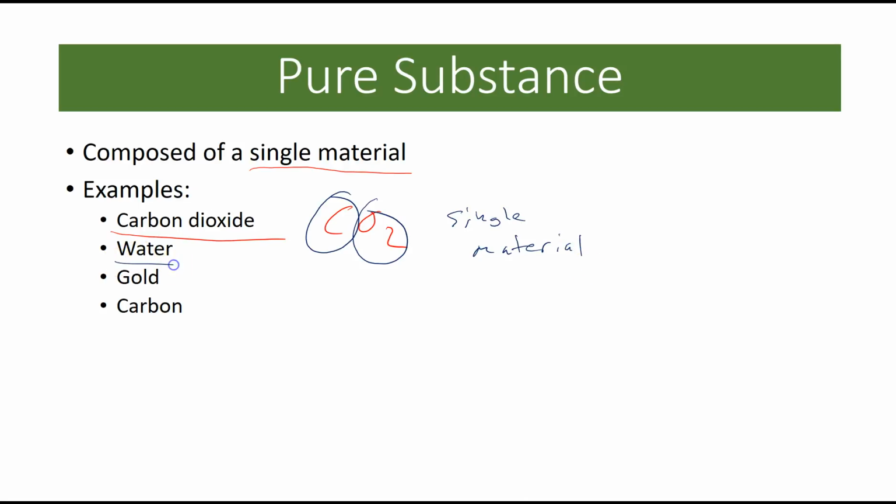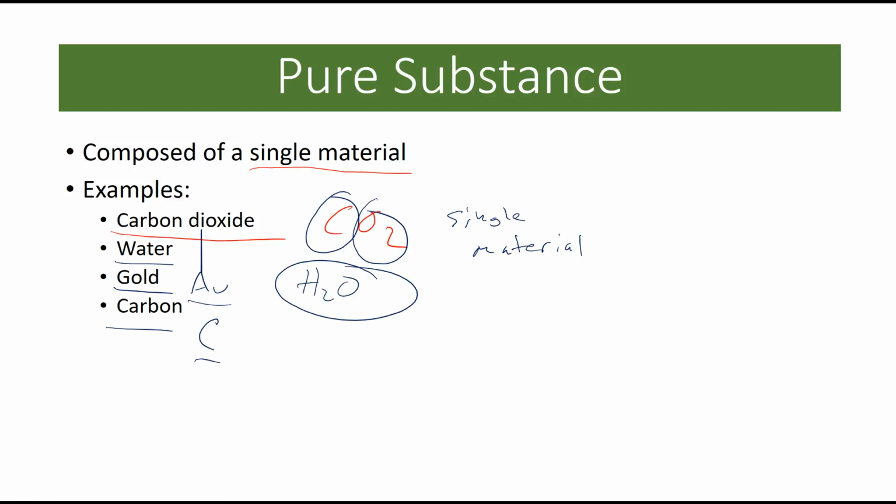Water is a similar thing. H2O, which is hydrogen and oxygen atoms, because they're bonded chemically, they no longer retain the properties of hydrogen or oxygen separately. It creates a new material that is also a pure substance. And of course, gold and carbon, gold being Au, and carbon, just the letter C on the periodic table, are elements, and of course only made of one type of atom.